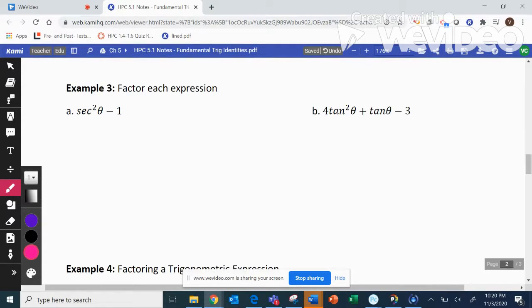Example 3 is factoring the expression. And we've got something squared minus 1. So sometimes you're going to do something called U substitution. U substitution means I'm going to take this letter U and say that U represents secant theta. So right here, if I represent secant theta with U, then I can rewrite this as U squared minus 1. And this is a difference of squares.